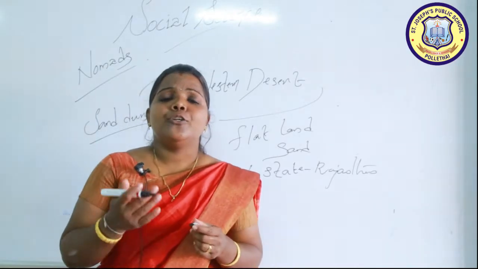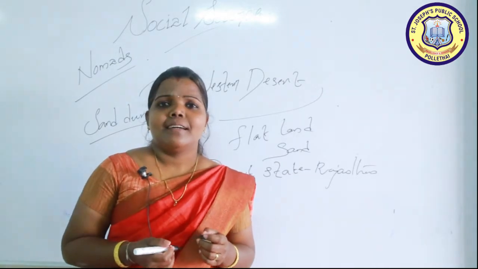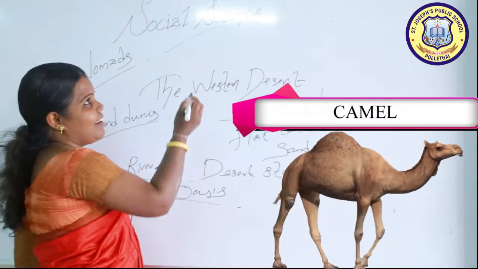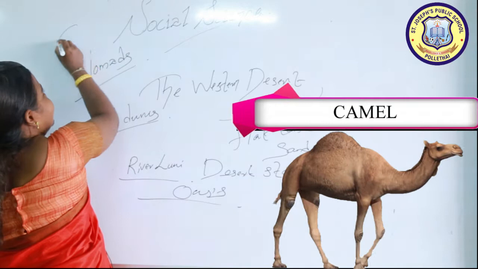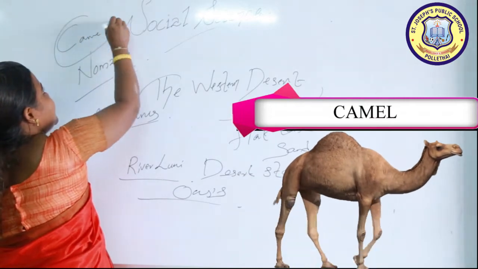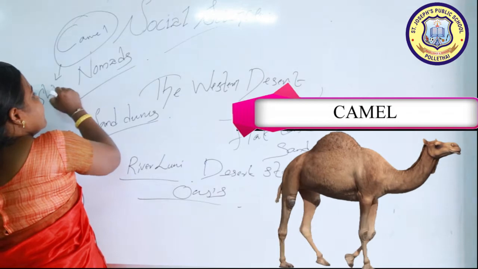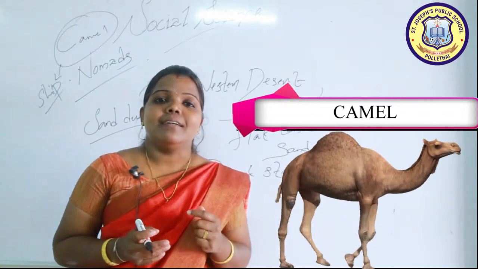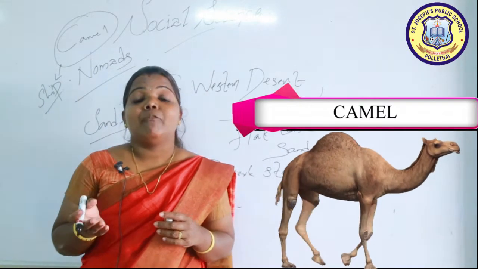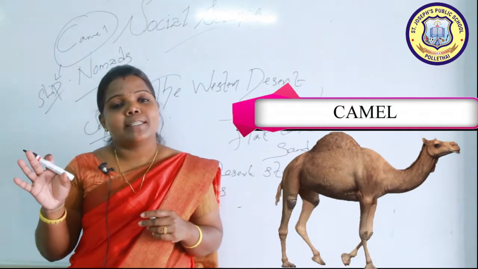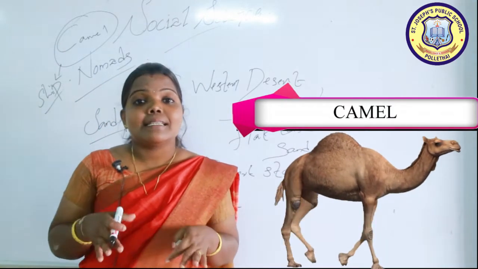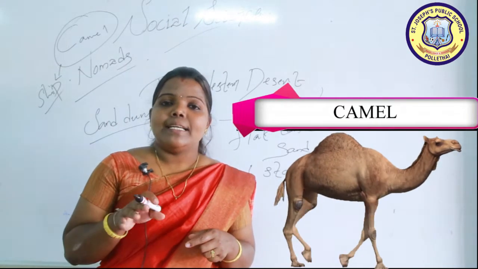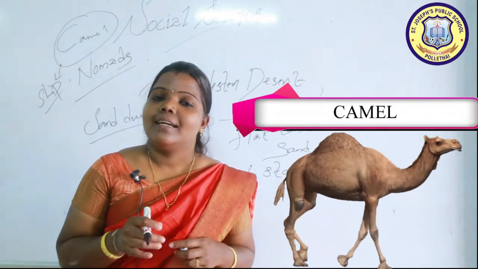Then children, do you know which animal is called the ship of the desert? Camel. Camel is called the ship of the desert. Why? Because camel can live without food and water for a long time, and it can walk easily in the desert, so it is known as the ship of the desert.